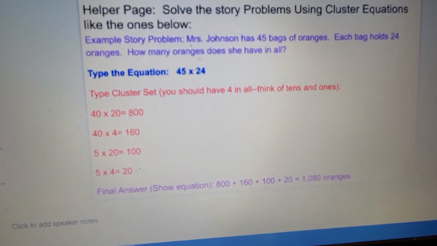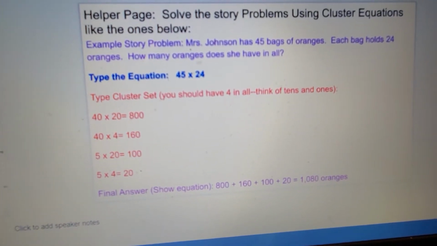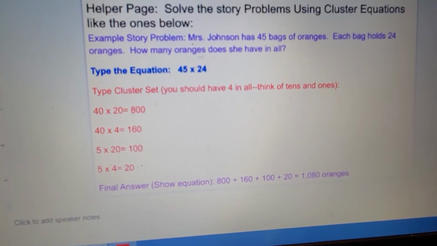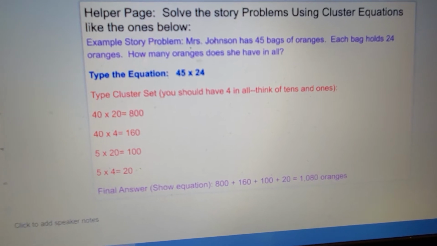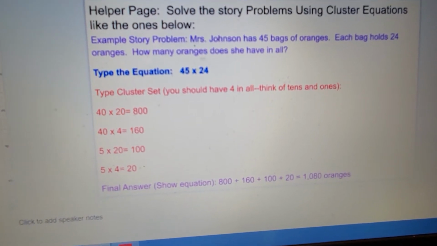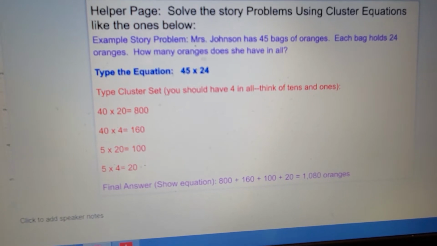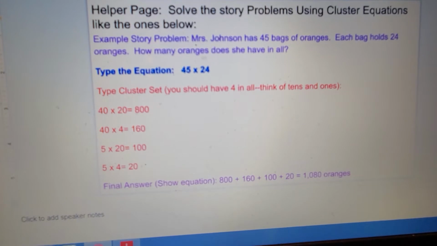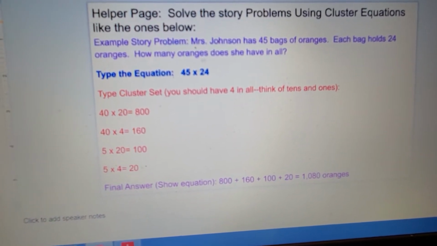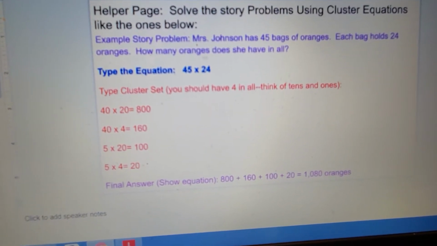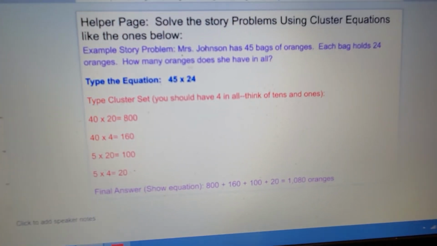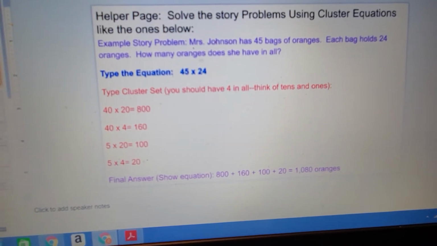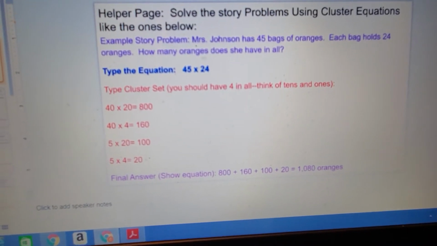Your job will be to read the story problem and then type the equation that goes with it, and then type the cluster set. And this is an example, and this helper page will show you what your final product should look like after you finish the slide. So the story problem is written for you already on all the pages. This one, Mrs. Johnson has 45 bags of oranges, so that's how many groups she has. It's groups of oranges, 45 bags. Each bag holds 24 oranges, so that's how many oranges are in each group, or each bag. How many oranges does she have in all?